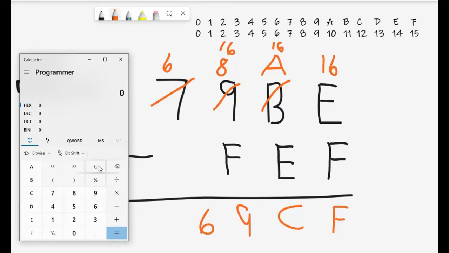And our number is hex 79BE minus FEF. Here we go. 69CF. And there you have it.